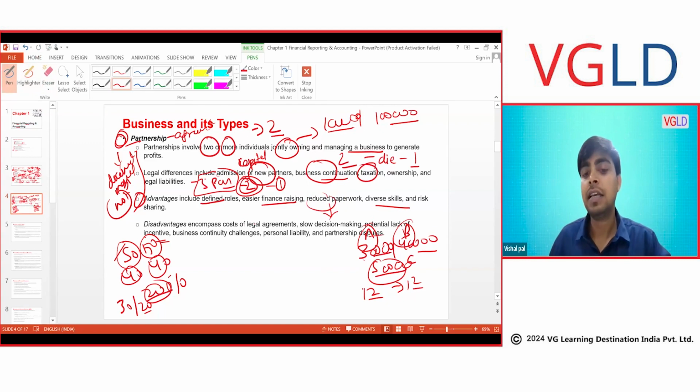Now, disadvantages, there are costs involved. First of all, creating a partnership requires a cost to the business. It's not an easy thing. You need to bear some cost.